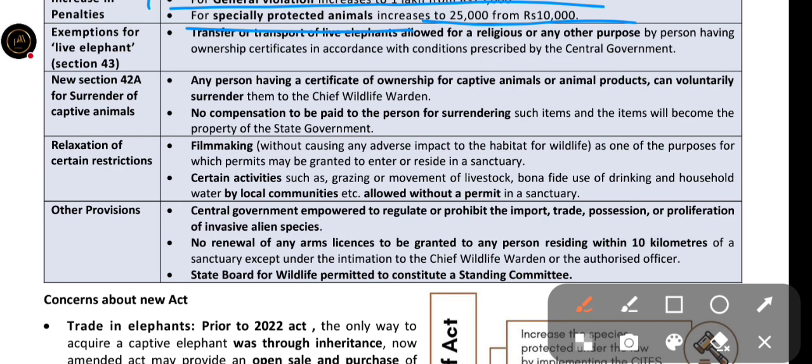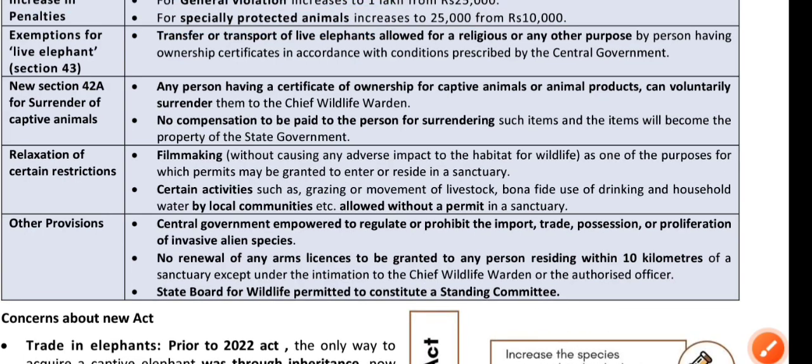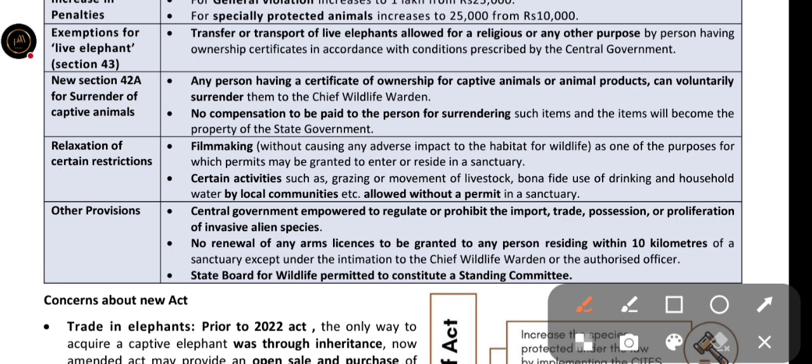Okay, and the next recommendation is exemptions for live elephants. Live elephants under Section 43: the transfer or transport of live elephants is allowed for a religious or any other purpose by a person having an ownership certificate, in accordance with conditions prescribed by the central government.